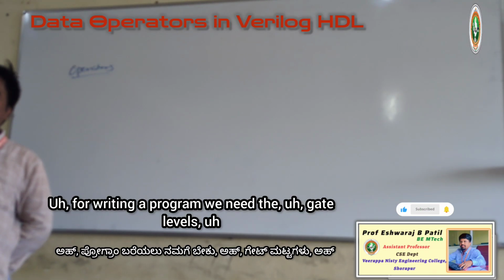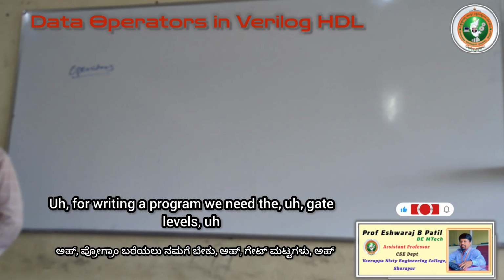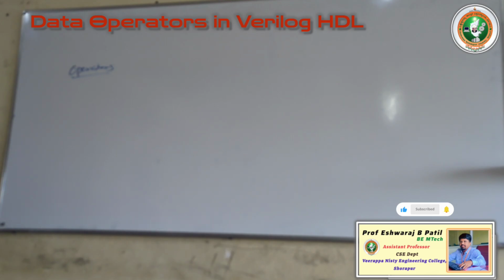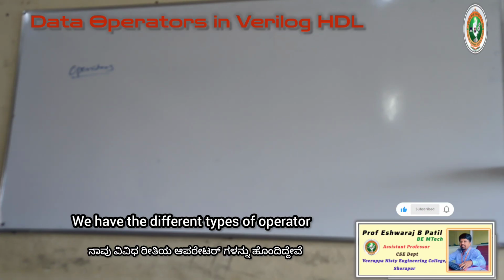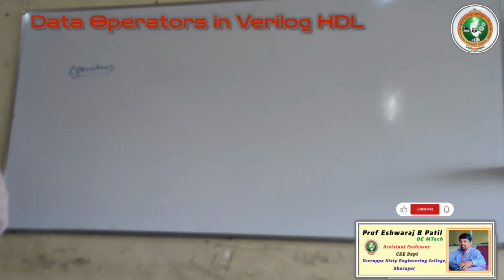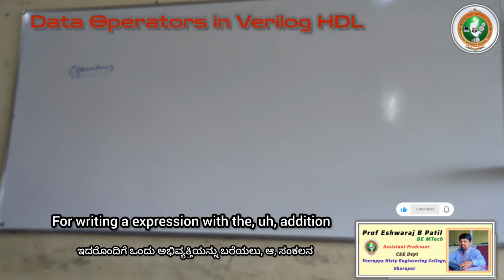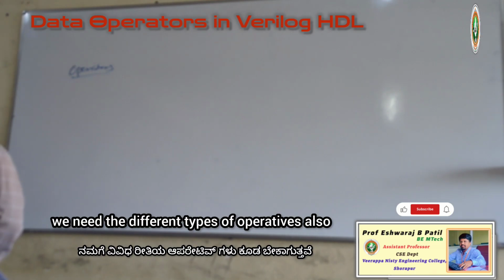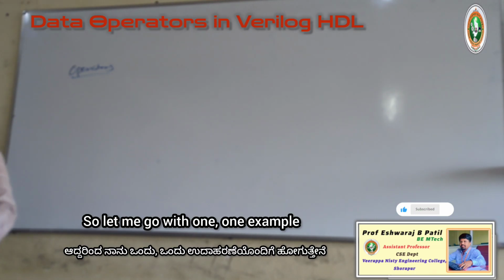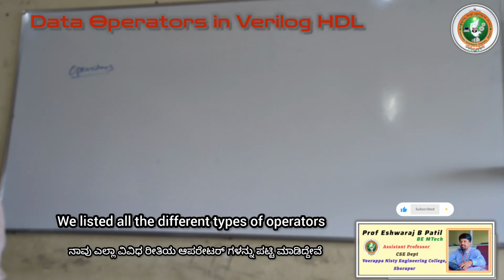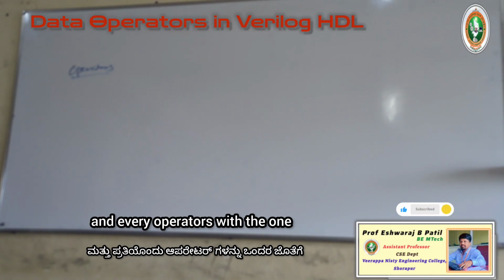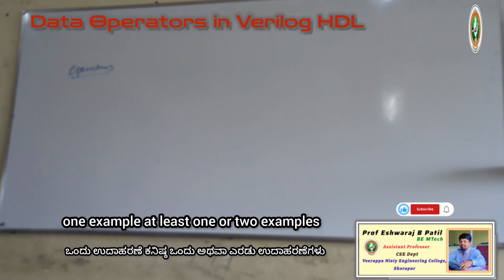For writing a program we need the gate names, that is, the operators. If I have the gate name AND, then I use the ampersand. We have different types of operators, and to write expressions with addition, subtraction and all, we need different operators also. In the last class we listed all the different types of operators. Today we will see each and every operator with at least one or two examples.